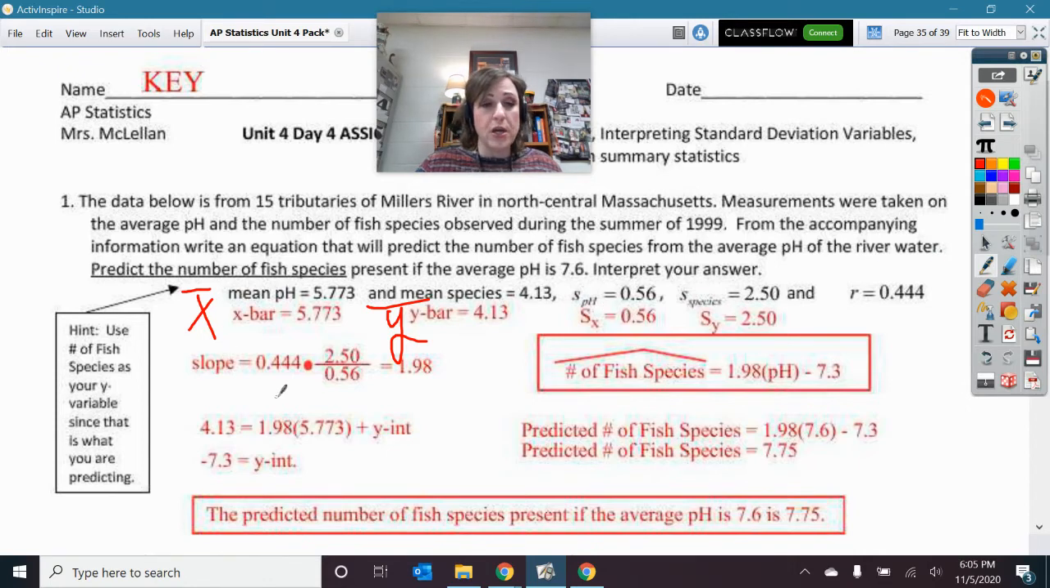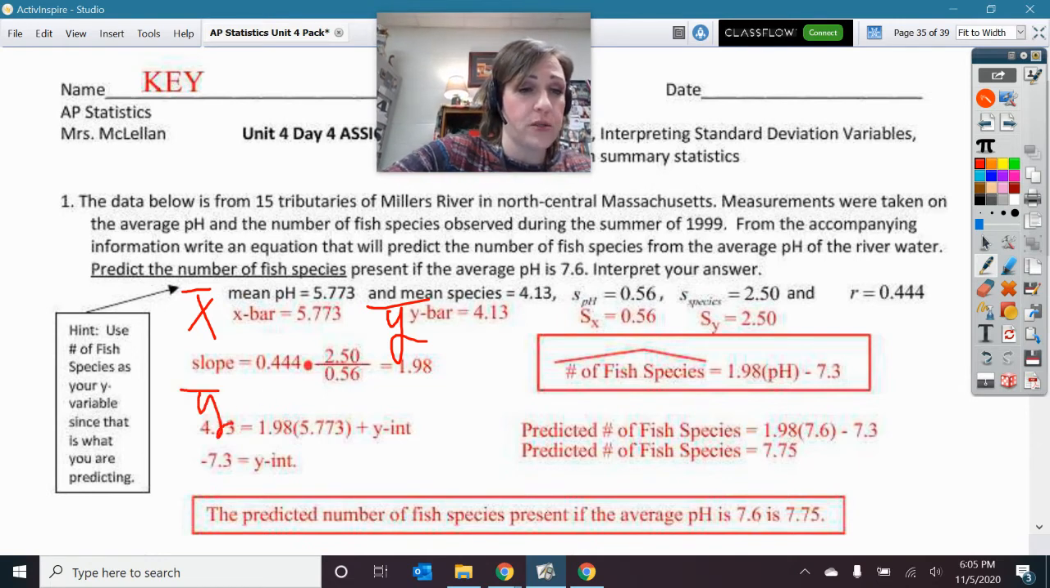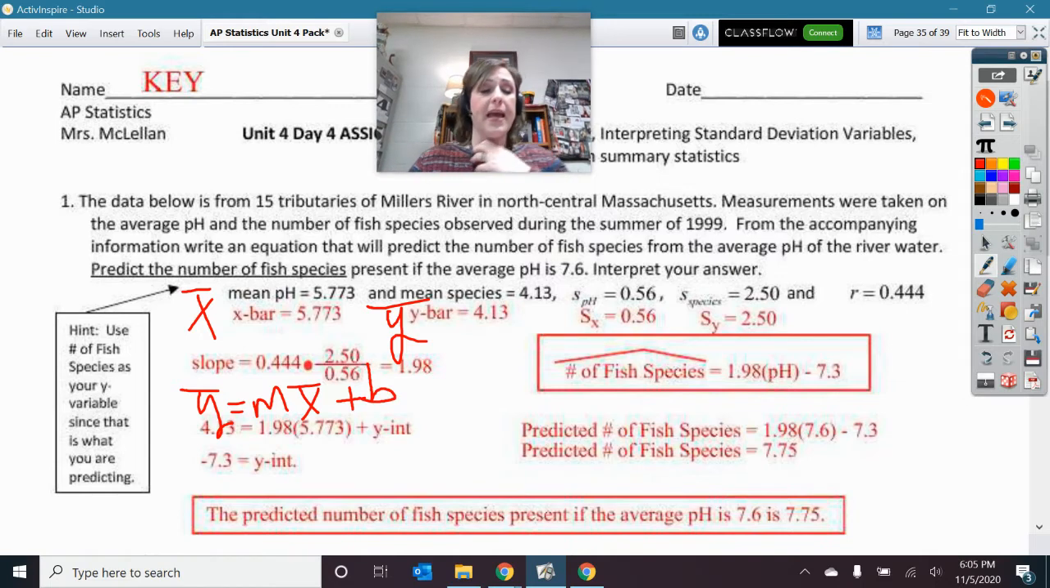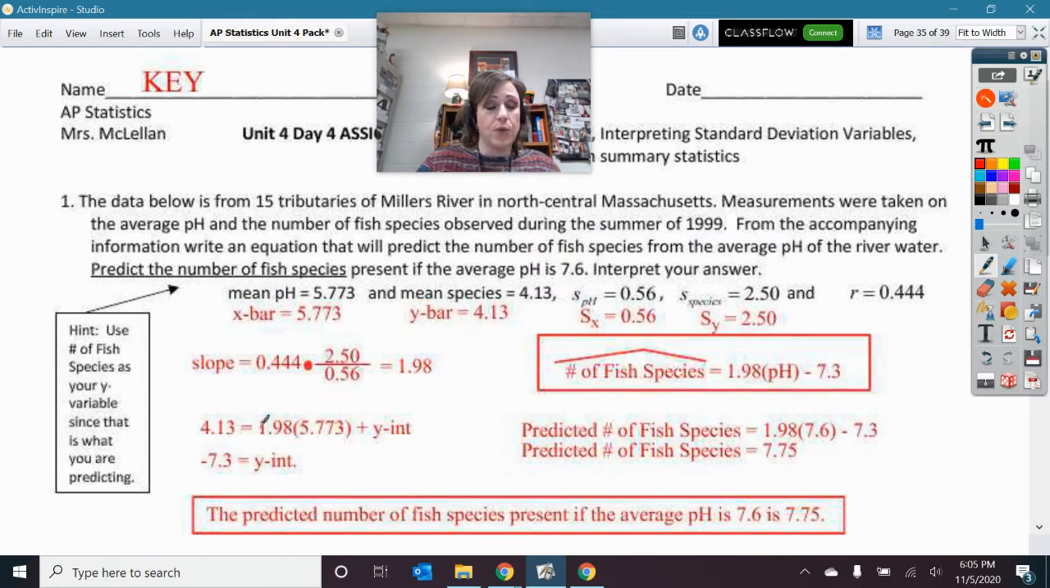Slope first. Remember, our slope is the standard deviation of the y over the standard deviation of the x, the variability of the y over the variability of x, times the correlation coefficient. So that slope was 1.98. Then I'm going to use the equation where y bar equals slope times x bar plus the y-intercept, and I just plugged in the three things that I have and solved for the y-intercept.